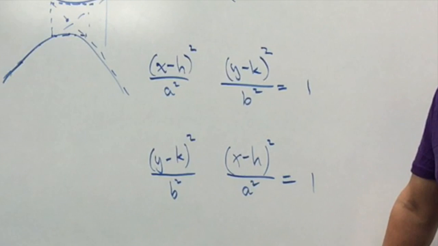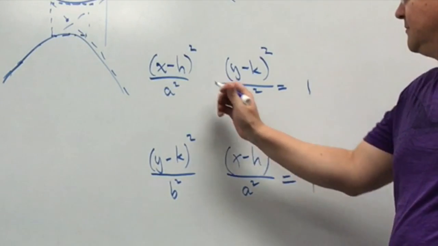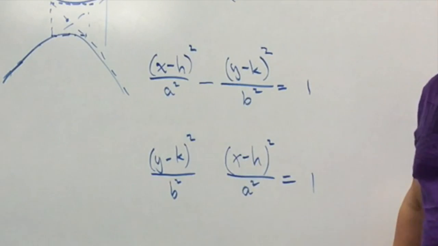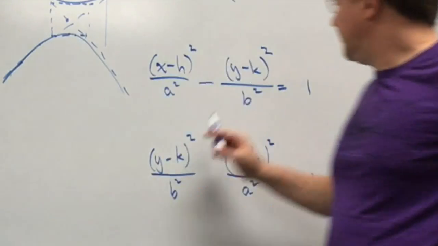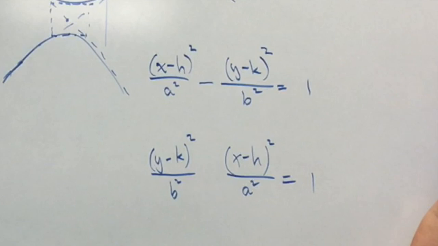So with hyperbolas, the form is very similar to the form of an ellipse when you write it out as an equation. The only difference being you've got a minus instead of a plus. See how there's a plus right there? You've got a minus right there.